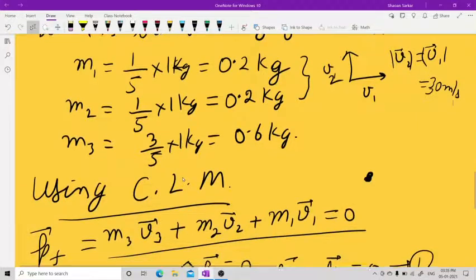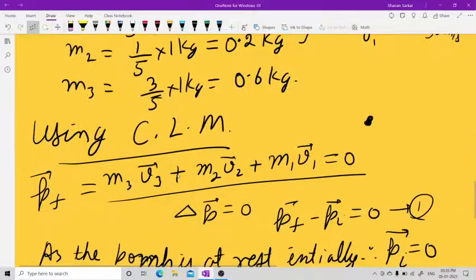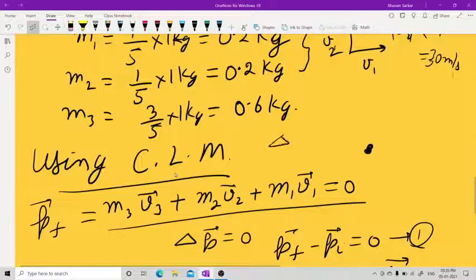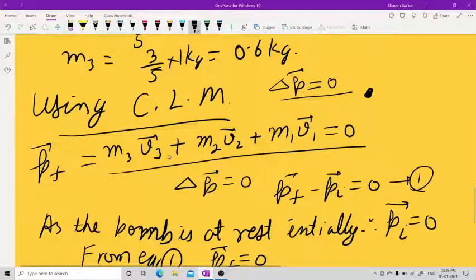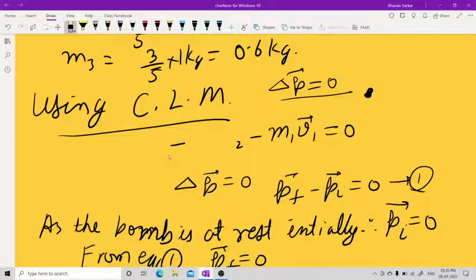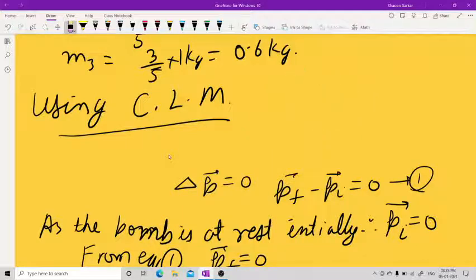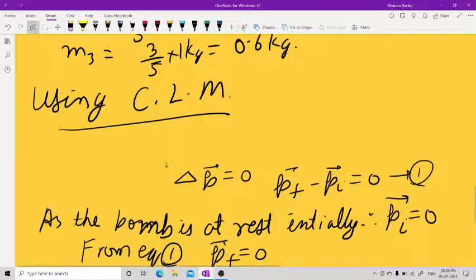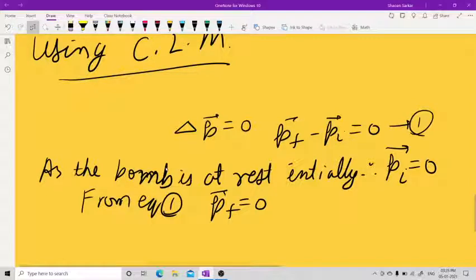Now using CLM, initially the bomb was at rest. So you have delta P. There was no force on the bomb, therefore delta P is 0. Now as delta P is 0, P final minus P initial is 0. As the bomb was initially at rest, P initial is 0. From equation 1, P final is 0.